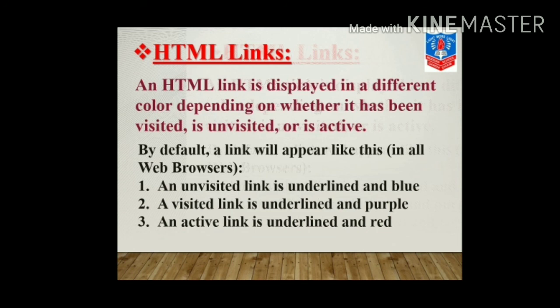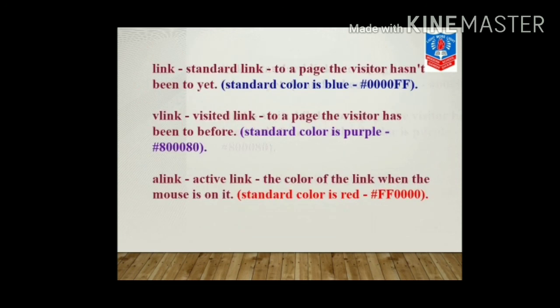The same. An unvisited link is underlined and blue. A visited link is underlined and purple. And an active link is underlined and red. That we have done previously also, children. So you got it, or you might be remembering. Okay. Here in the image you can see.